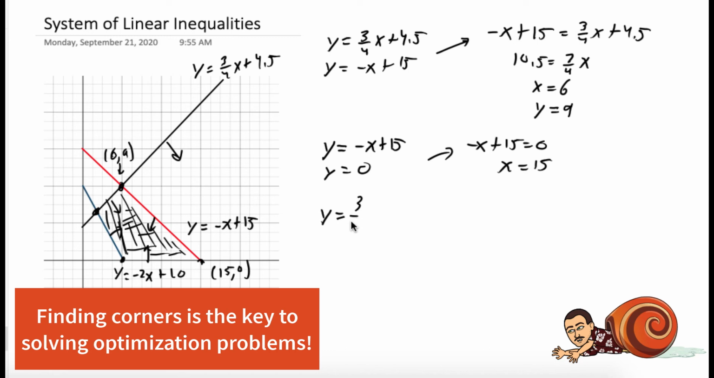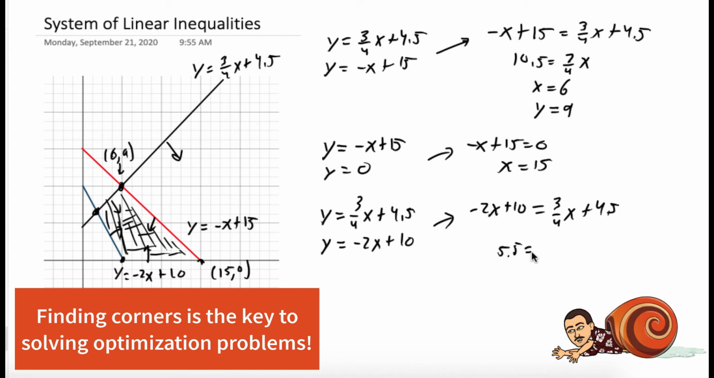All right, let's find where the next lines intersect. So the black line is y equals 3/4 x plus 4.5. The blue line is y equals minus 2x plus 10. Again, using substitution, we get minus 2x plus 10 is equal to 3/4 x plus 4.5. Again, how do we solve this? Bring all the constants to the left. So 5.5 is equal to, bring all the x's to the right, 11/4 x. Divide both sides by 11/4. We get x equals 2. Plug it into either equation, and we get y equals 6. So the point is 2, 6.